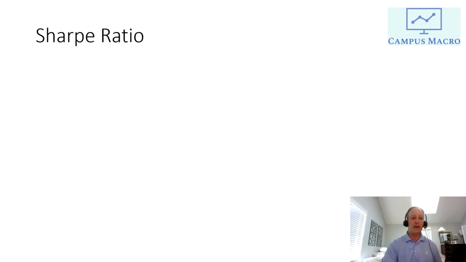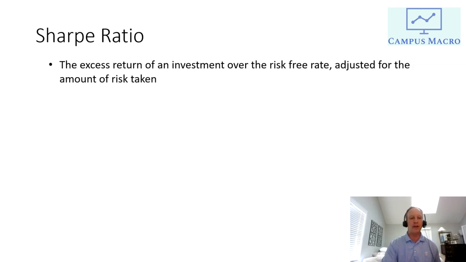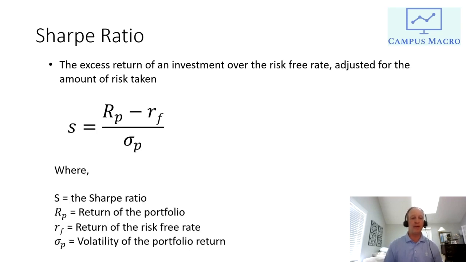So I'm going to go through the calculations here on paper, and then we're going to do an Excel example. So Sharpe ratio. The Sharpe ratio, developed by Bill Sharpe, is the excess return of an investment over the risk-free rate adjusted for the amount of risk taken. So there's the calculation there, and here are the symbols. Basically, it's the return of the portfolio minus the risk-free rate, like a treasury rate, in the numerator, divided by the standard deviation of the portfolio return.